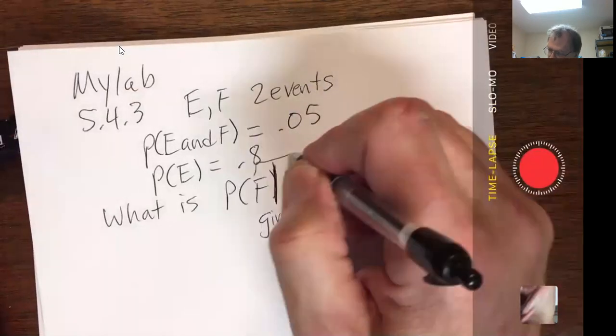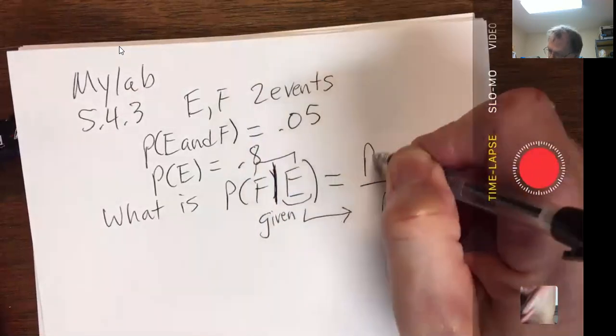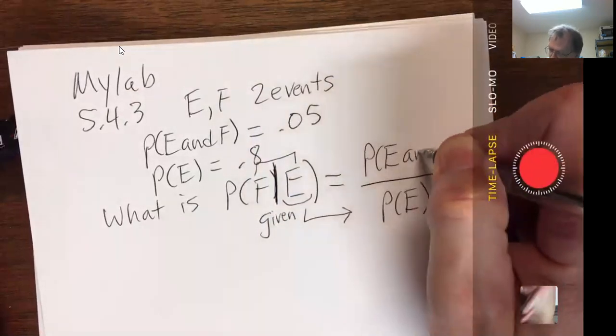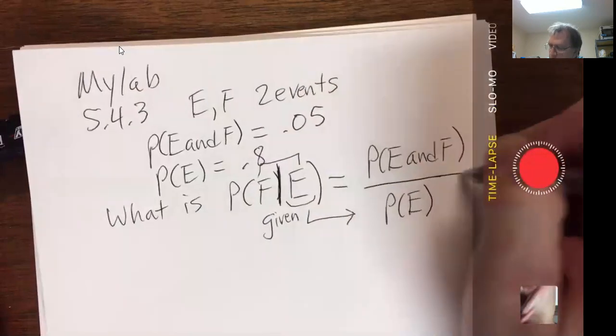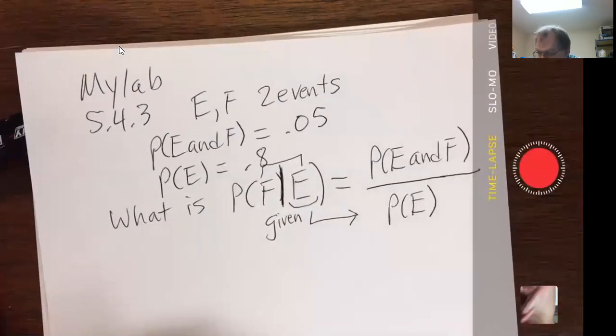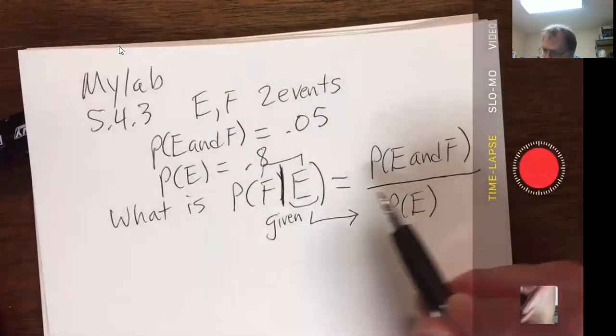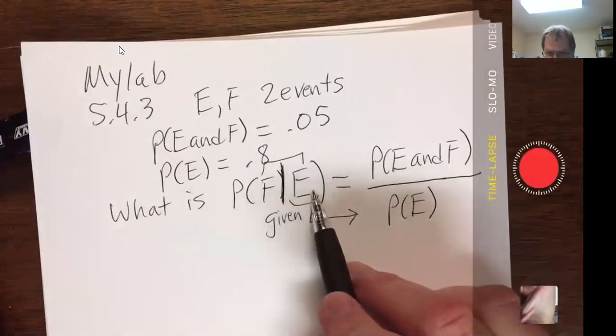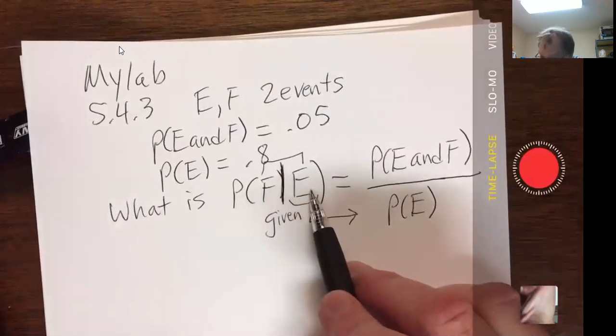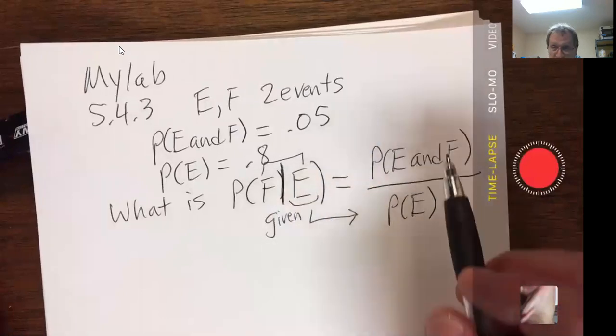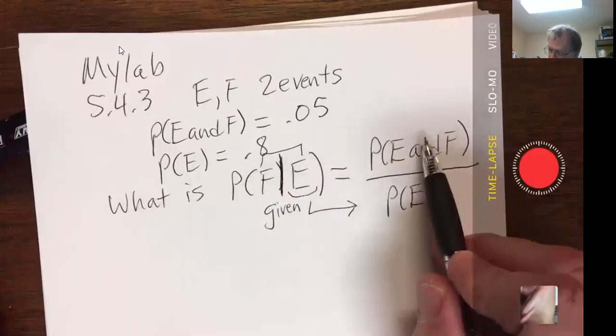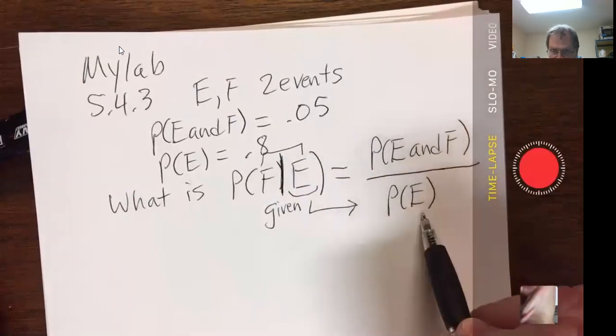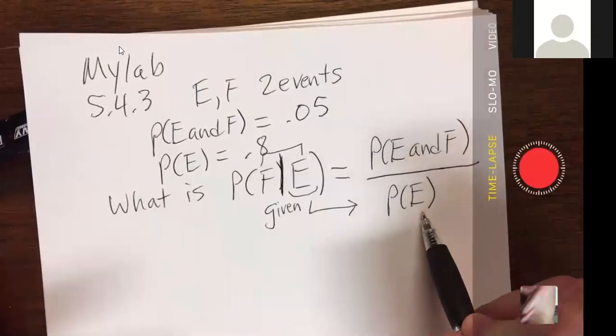And then both of them go on top. They usually switch the order, but I don't guess you technically have to, but they usually do. So you want the probability of F happening given that E is happening or has happened. That means they're occurring together. So you want the probability they occur together over the probability of what's given.